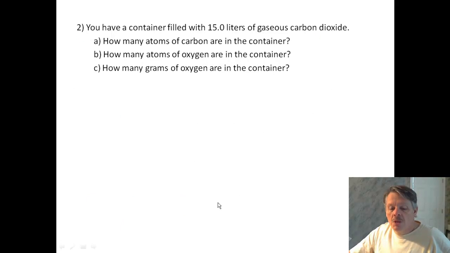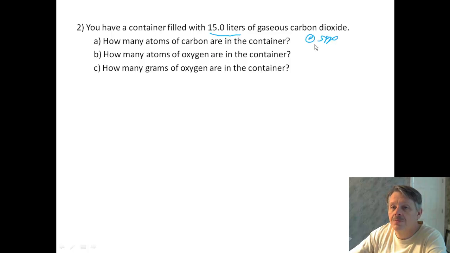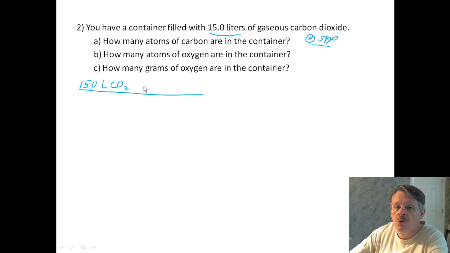Let's go on to problem 2. Problem 2 is very similar to problem 1. We again are dealing with gaseous carbon dioxide, but this time we're dealing with liters of gaseous carbon dioxide. We're assuming that we are at STP. That should be in the problem, but it's not. Alright, so we start with 15.0 liters of CO2 gas. And we want to convert that to moles, because we always like moles. That's the way we figure things out. And we know that there are 22.4 liters of CO2 gas in 1 mole of CO2 gas.